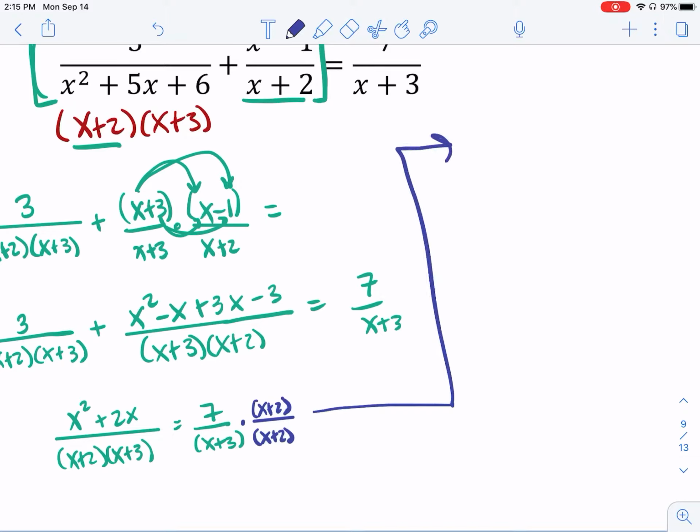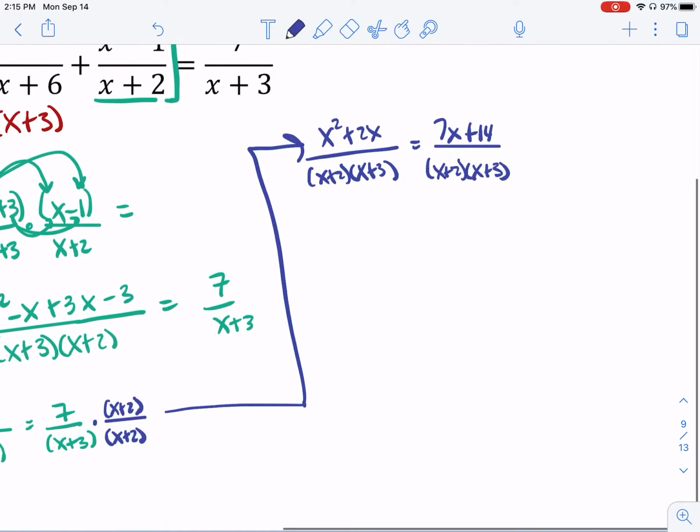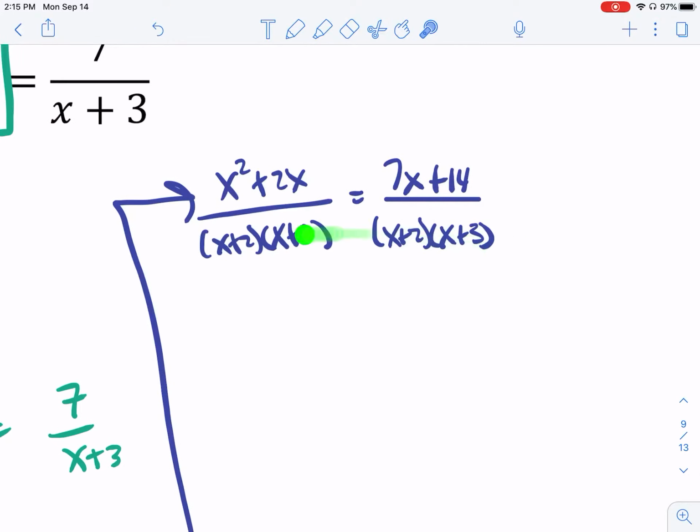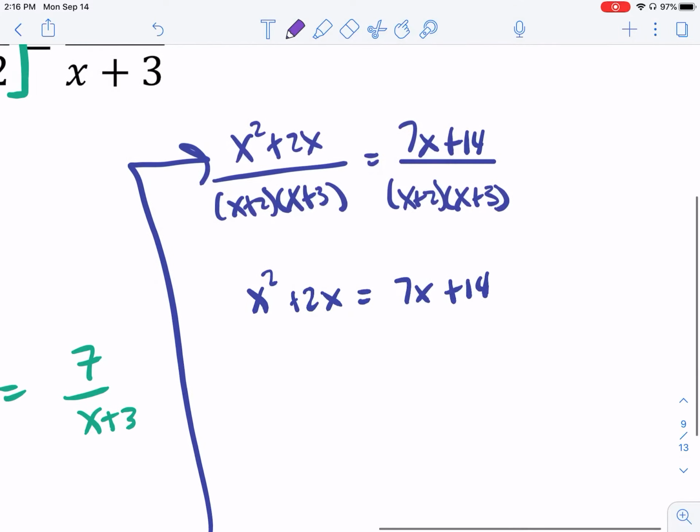I'm going to bring it up here. That's going to give me (x squared plus 2x) over (x plus 2)(x plus 3) equals, I'm going to distribute that 7, so I get (7x plus 14) over (x plus 2)(x plus 3). The reason why that was really cool is that now, because my denominators are the same, I can go ahead and just set my numerators equal to each other. I'm now ready to go ahead and move into that solving stage.